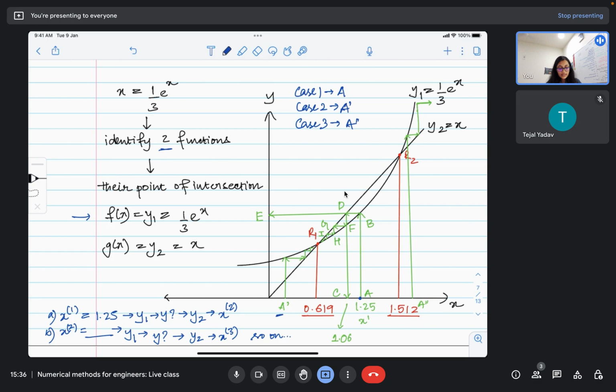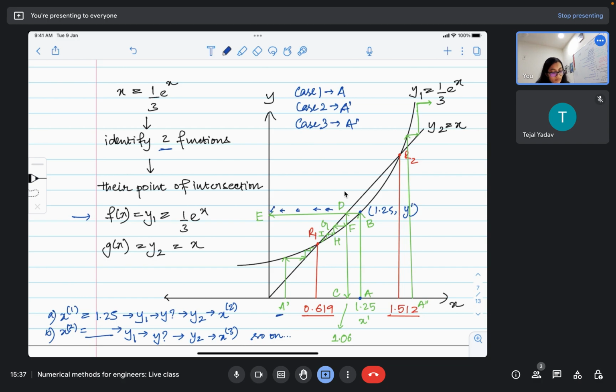So we have started with the point A, and that value of x was 1.25. Now what we do is we go from A to the curve, 1 by 3 e to the power x, and from that point we find out the y coordinate at that point. The x coordinate was 1.25, and if we extend this line in this direction we will find out the y point. So we will write down that value of y. For now I will just give it as y1.